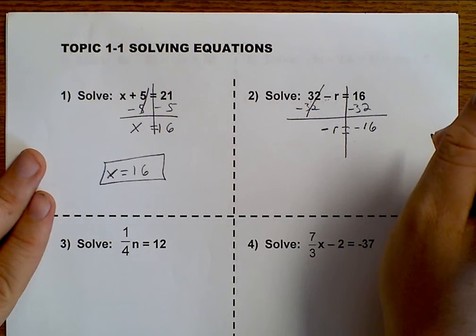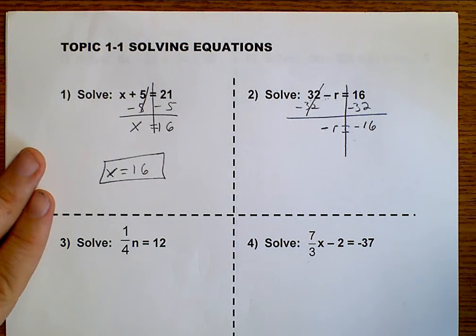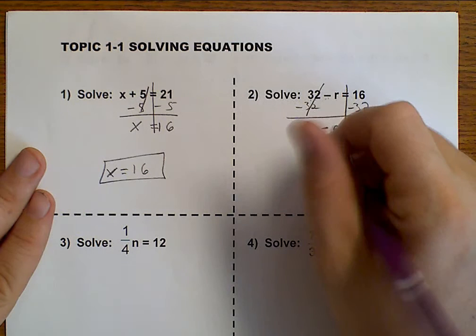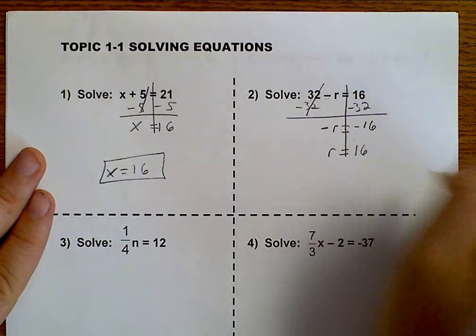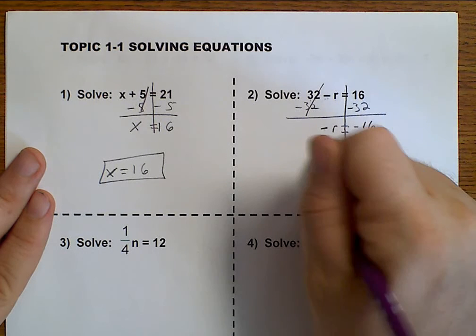Well, knowing that negative r equals negative 16 is not quite having it solved yet. I want to know what just plain r is. So if I change the signs, I get that r equals positive 16. And that would be our answer.